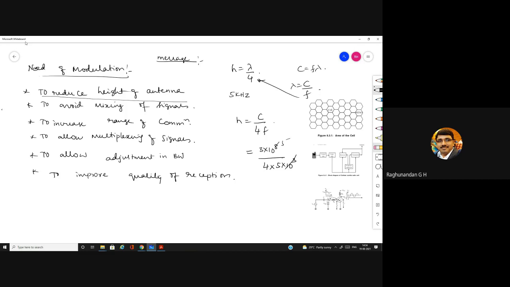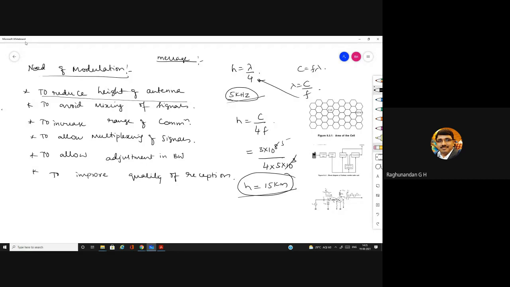If you calculate this, it comes to around 15 kilometers. So if you want to transmit a 5 kilohertz message signal that has no carrier signal in it, your antenna should be kept at a height of 15 kilometers. Is it practically possible to keep an antenna at 15 kilometer height? Is it practically possible?